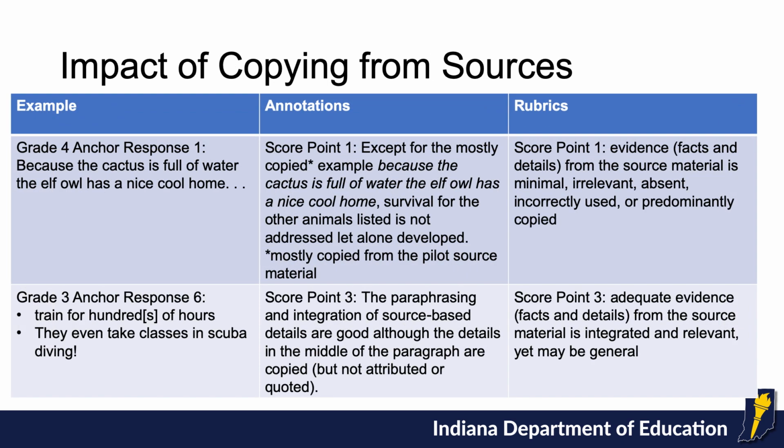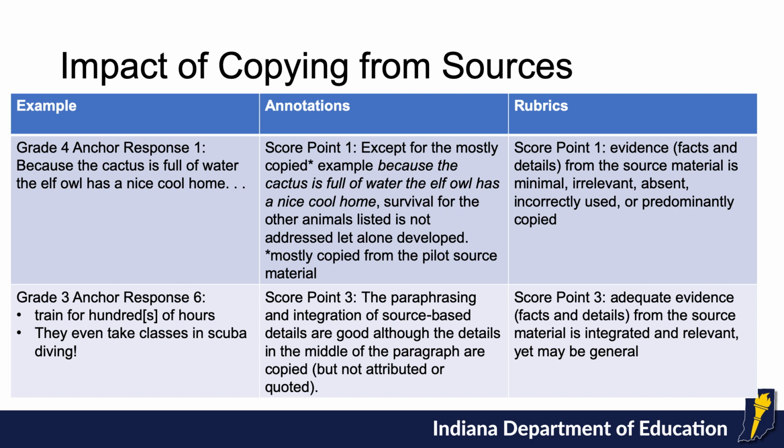Some annotations address copying text from sources. There are varying degrees of this, and responses can do this to the point where they are no longer able to be scored using the rubric. These examples are responses that have enough original writing that can be scored. The first example is a 1-point annotation for 4th grade. The response has little development, and one example is mostly copied from a source, making evidence minimal and predominantly copied.